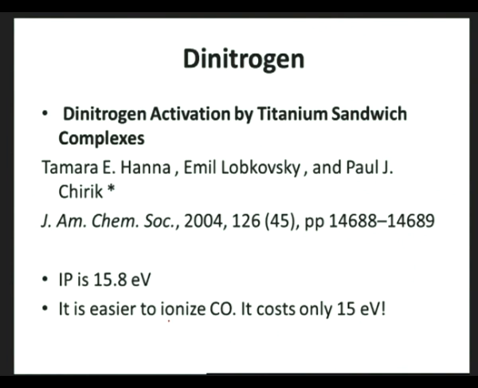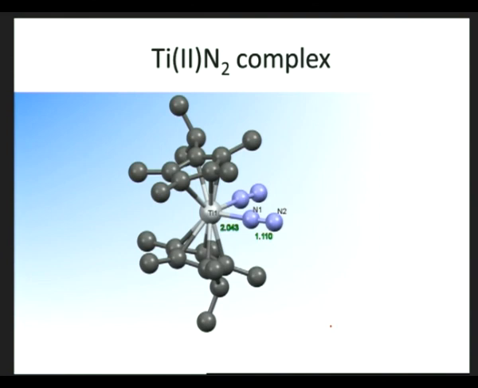So, here you have some dinitrogen chemistry with titanium complexes, primarily carried out by Paul Chirik, and the reference to this initial paper is given here. One should note that the ionization potential of dinitrogen is 15.8 electron volts, and it is only slightly higher than carbon monoxide, which is 15 electron volts. So, dinitrogen is likely to be a reasonably good donor, although it may not be a good pi acceptor.